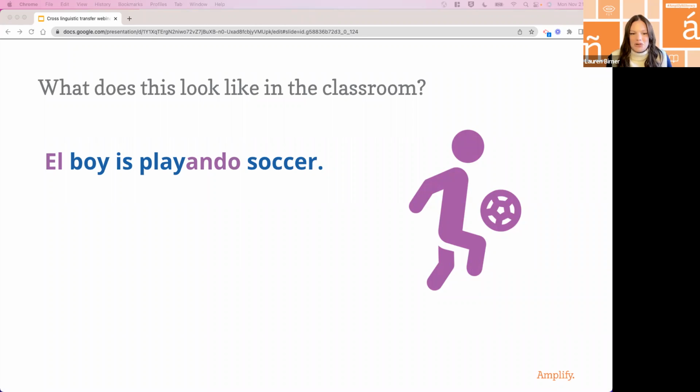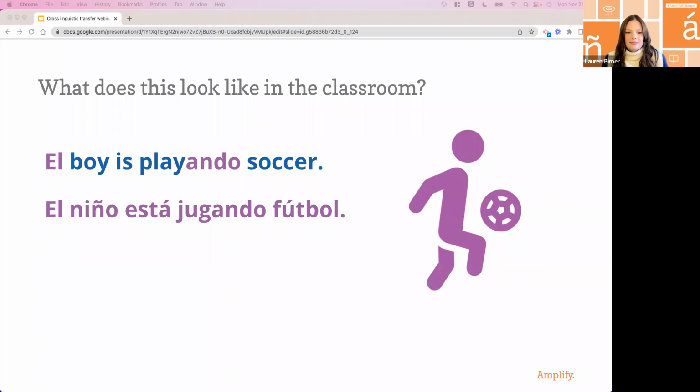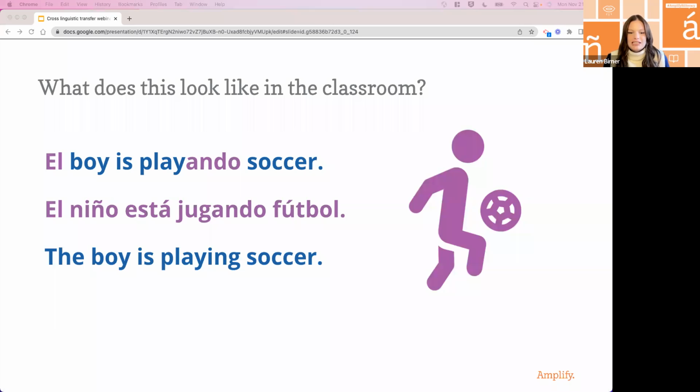So this is an opportunity to do a couple of different things. First, we can reinforce English articles and also explicitly teach the ando ending, which in English would be ing, right? Playing. So again, when we explicitly show students how sentences are the same and different in each language, we increase their ability to transfer language in additional contexts.